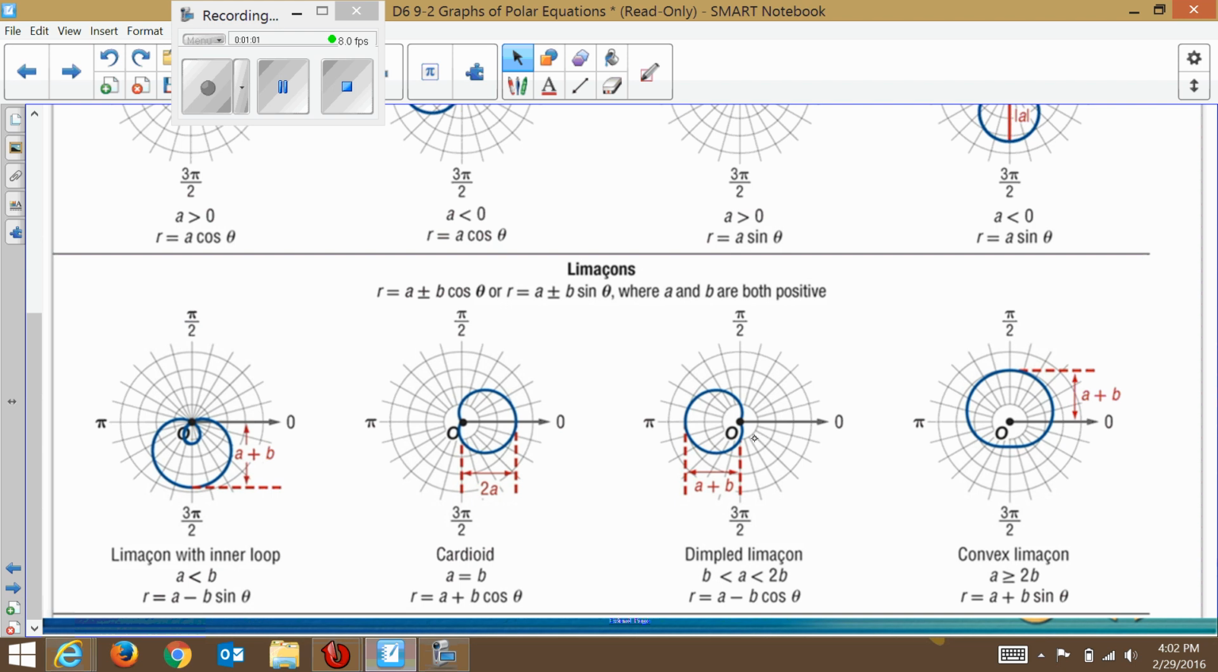You could have a dimpled limacon. That's if b is less than a, but a is less than 2b. And then here, if a is greater than 2b, call it convex. It just almost looks like a weird-looking circle.